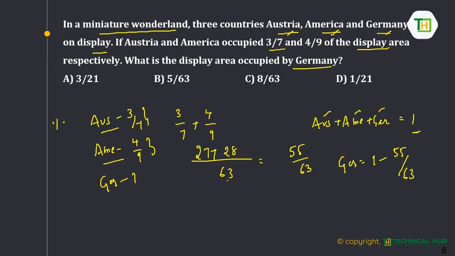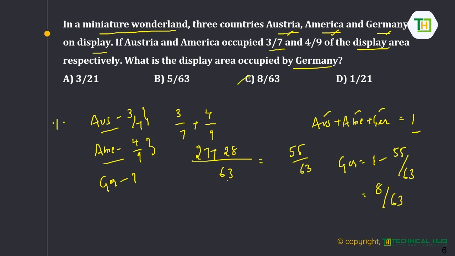So 63 into 1, 63 minus 55, that is equal to 8/63. So the area occupied by Germany is equal to 8/63. So general question. Okay. So here the answer is option C.